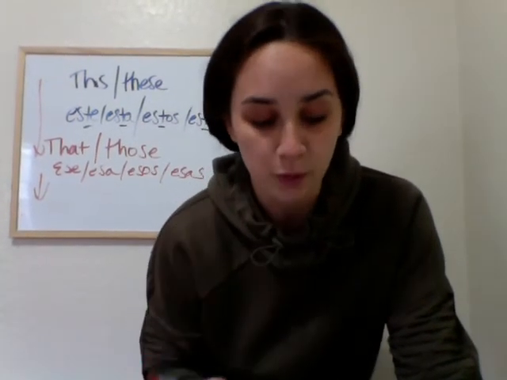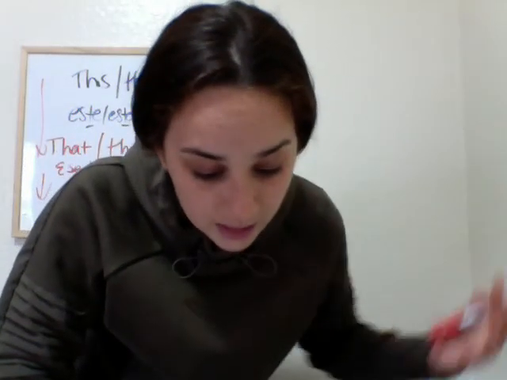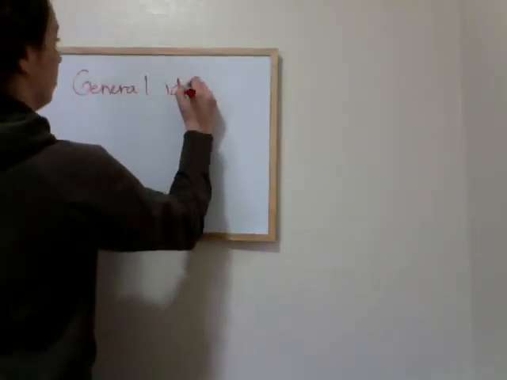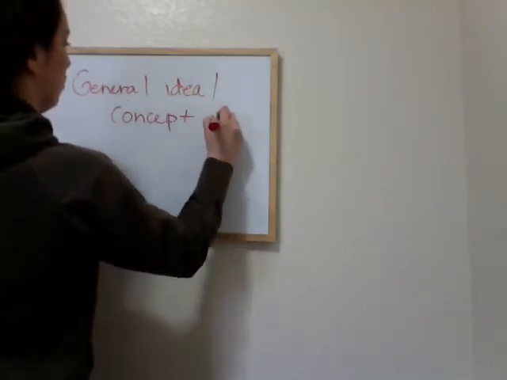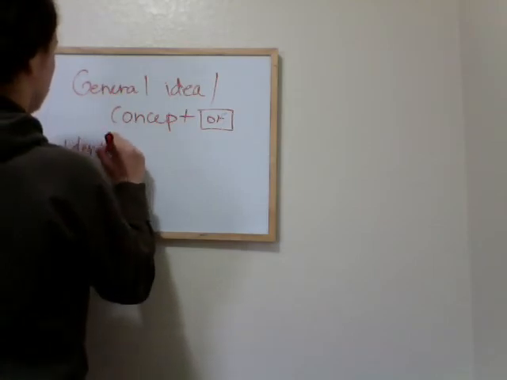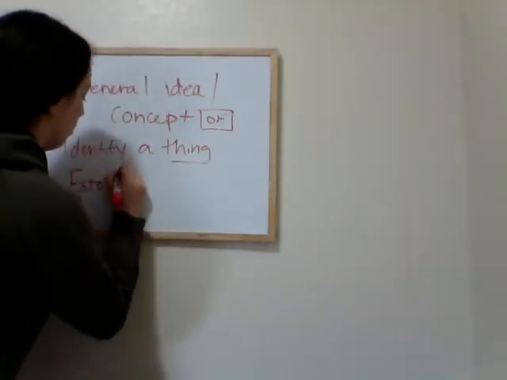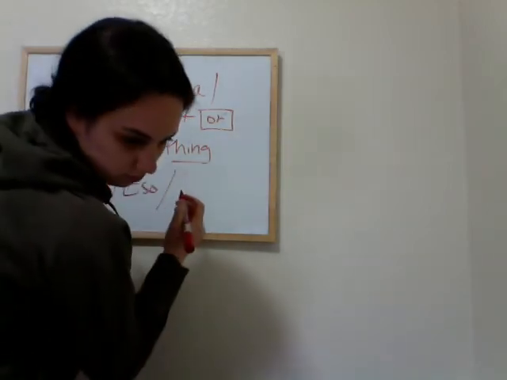The last thing is that if we're referring to a general, abstract idea or concept, or you're asking to identify an object, we always use, let me put general idea, concept, or identify a thing. We always use the most basic form, that being esto or eso or aquello.